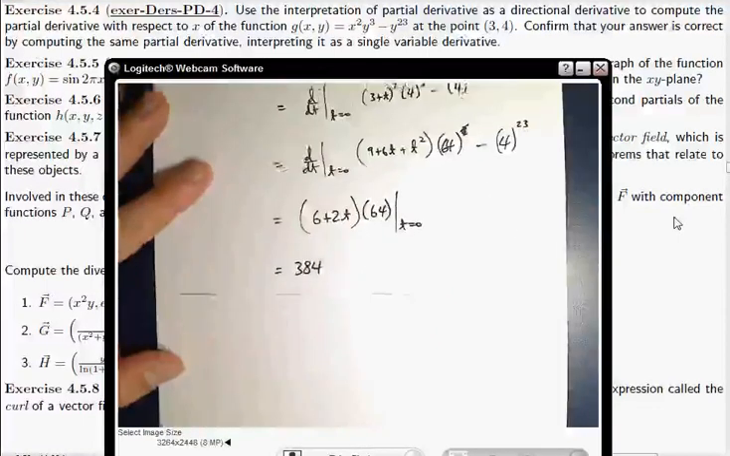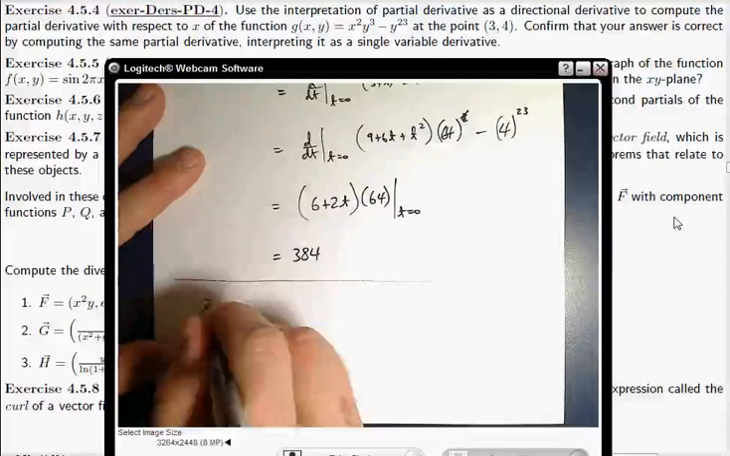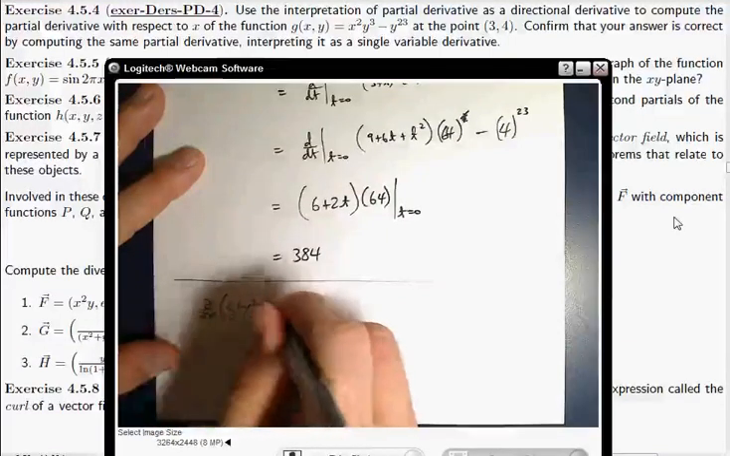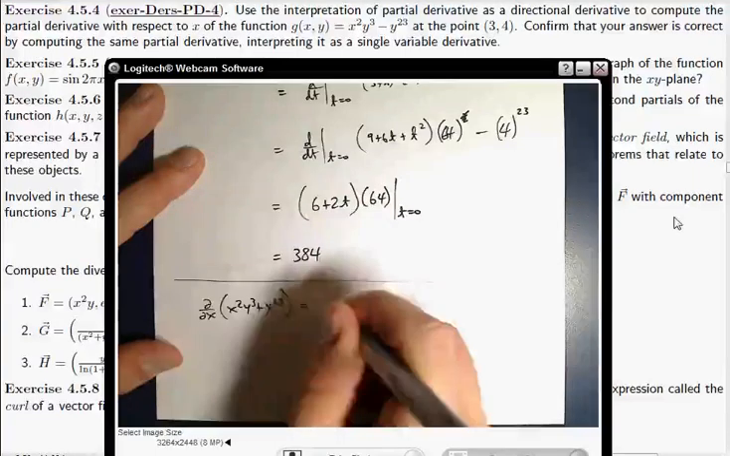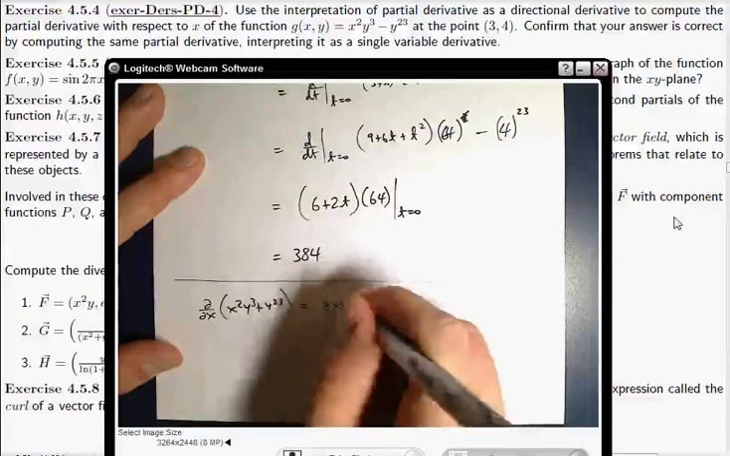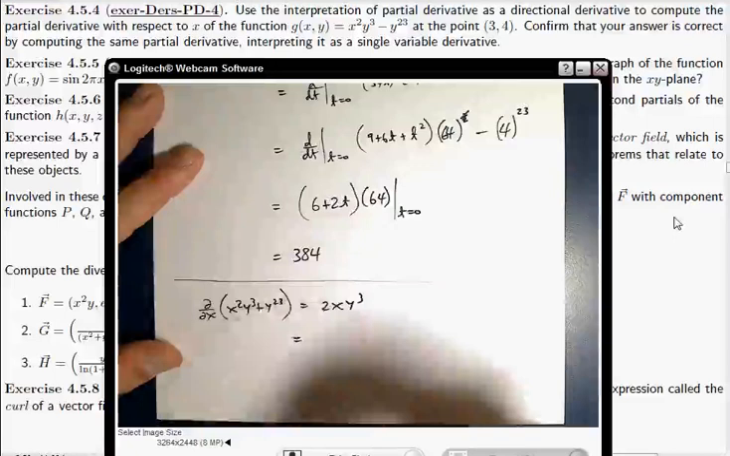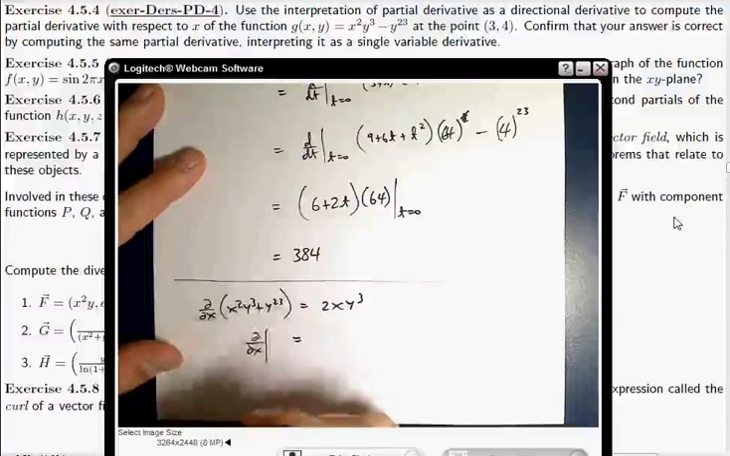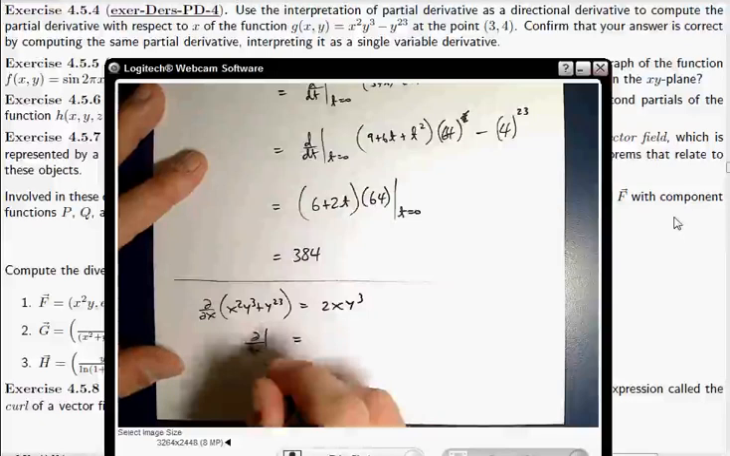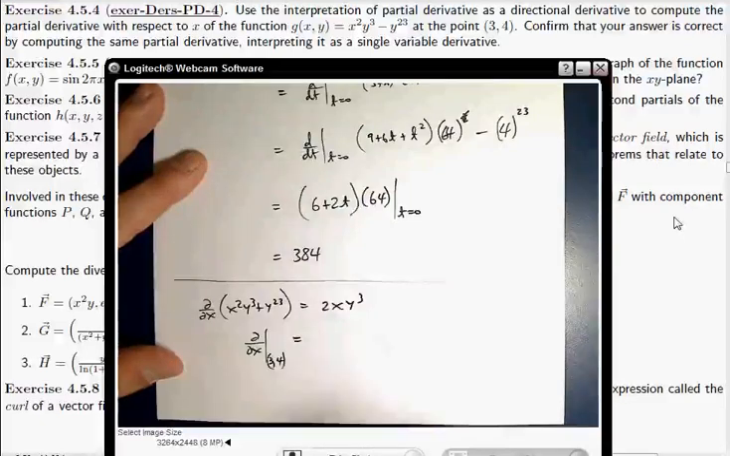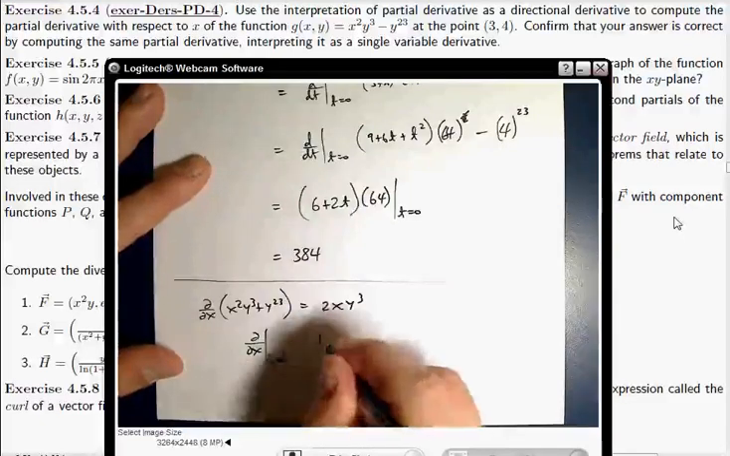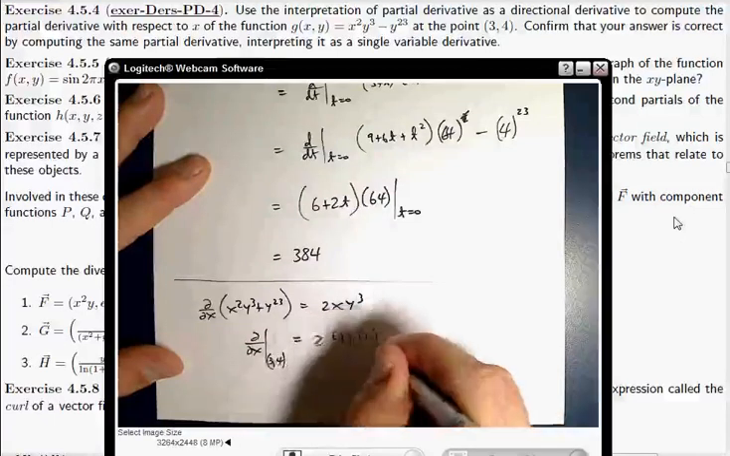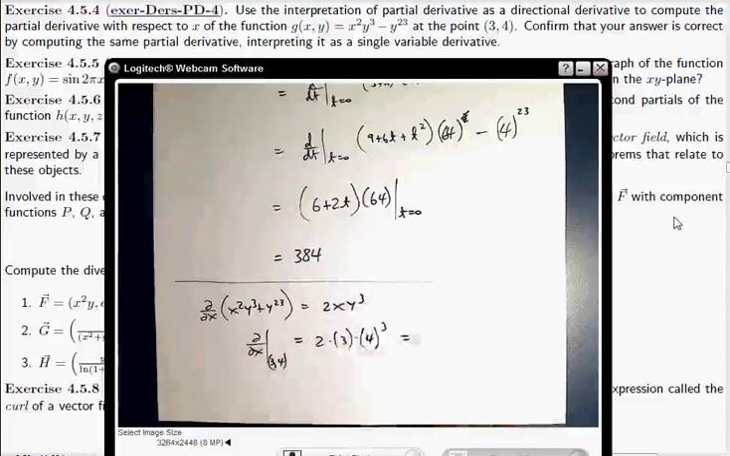So that's the first part, and then the second part is just to do it the much easier way, just to say, well, the partial with respect to x of x squared y cubed minus y to the 23rd is 2x y cubed, which at the point (3, 4) is 2 times 3 times 4 cubed, which is 384.